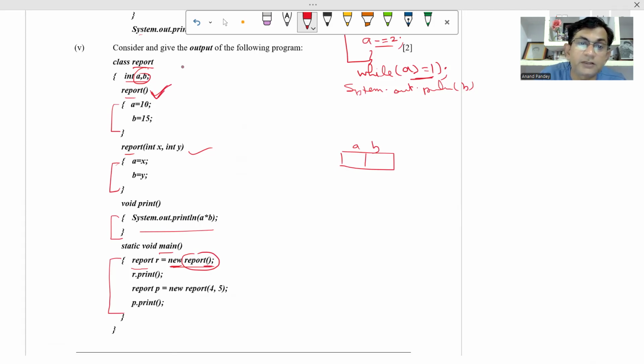So the non-parameterized constructor is this one only. This constructor will be called, and the value of A will be 10 and the value of B will be 15. A and B will be initialized by 10 and 15 respectively. Then control will come back to here, and the address will be stored into R. R will have the address of this location.